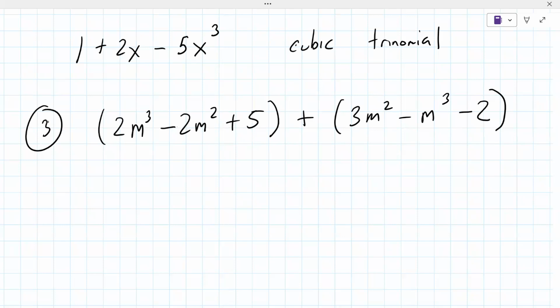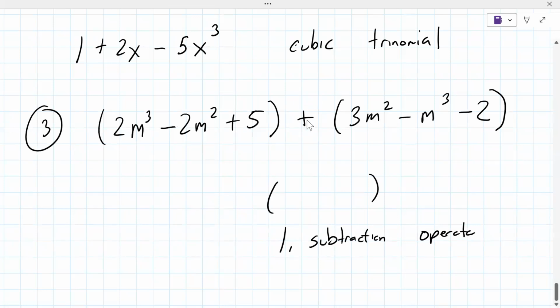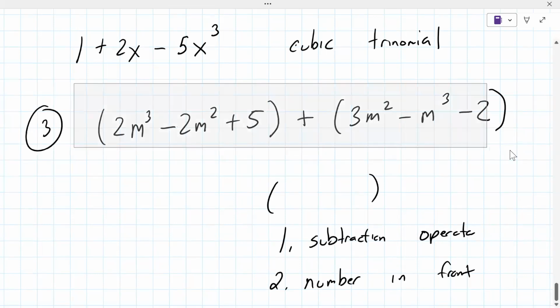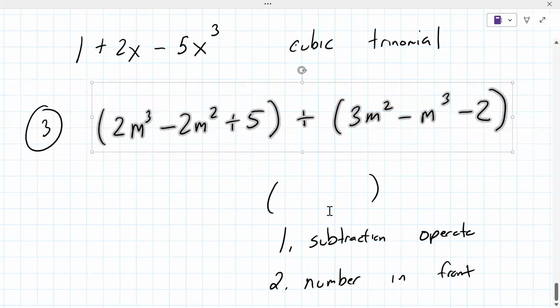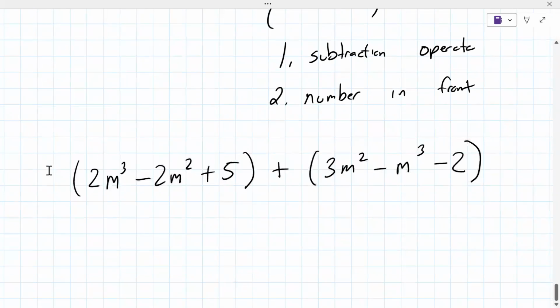The thing that you have to be told here is that there's only two times you need parentheses. One is if there's a subtraction operator. Do you have a subtraction operator here in the middle? No, so that doesn't account. And then if there's a number in front, is there a number in front? No. So you actually don't need parentheses in this problem. So we're going to drop them. In my case, I'm just going to delete them.